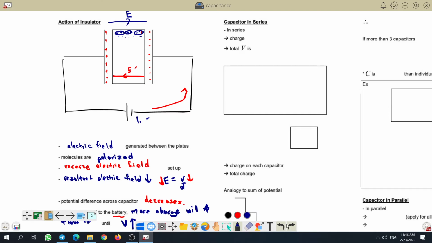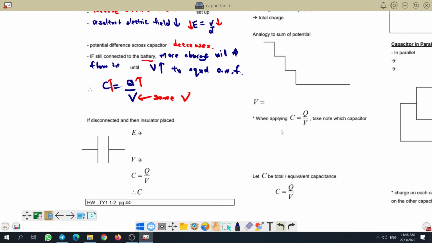But what if we disconnect from the battery? Does it still apply? Ya, ini macam tadi lah. Okay. Disconnected from the battery, kamu sudah charge and then barulah kamu masuk insulatornya. Do we still say that the capacitance increase? No. Because the E will become actually, we can also use Coulomb's law kan? When you have insulator, the E become 1 over epsilon R E.